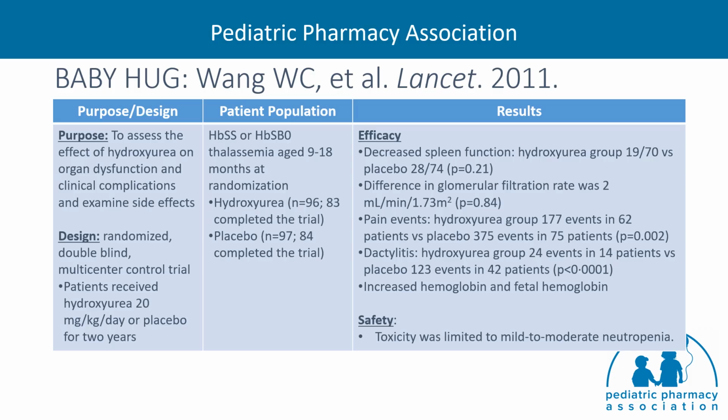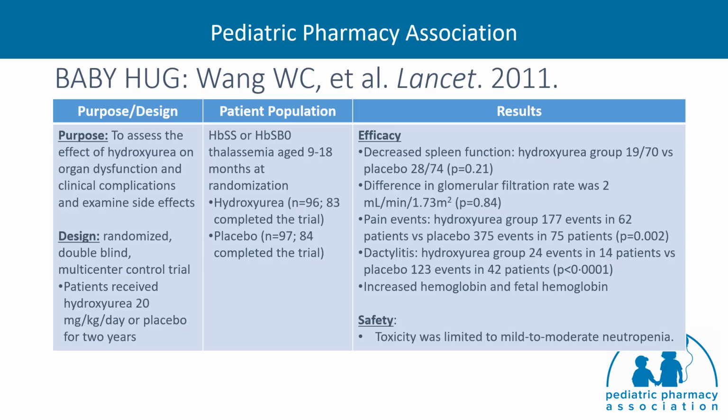When looking at efficacy, they found that in the hydroxyurea group, only 19 of the 70 compared to 28 of the 74 had decreased spleen function, so that was not statistically significant. Additionally, the difference in glomerular filtration rate, so looking at kidney function, was not statistically significant. When looking at our pain events, however, the hydroxyurea group had 177 events in 62 patients compared to 375 events in 75 patients.